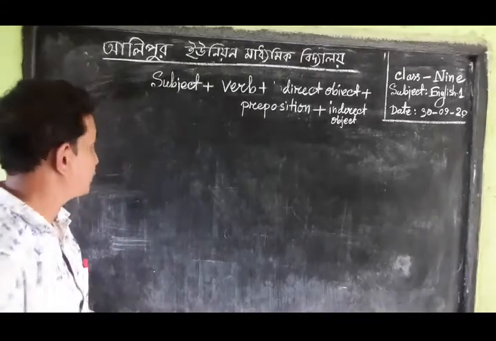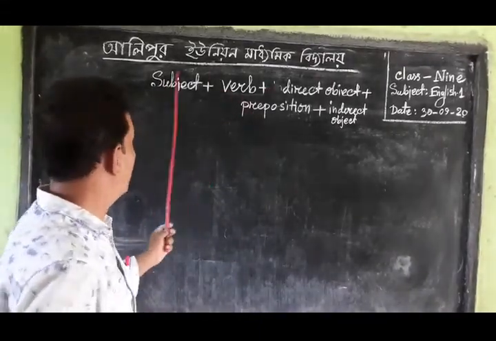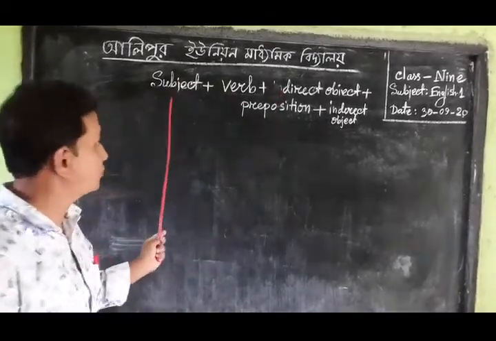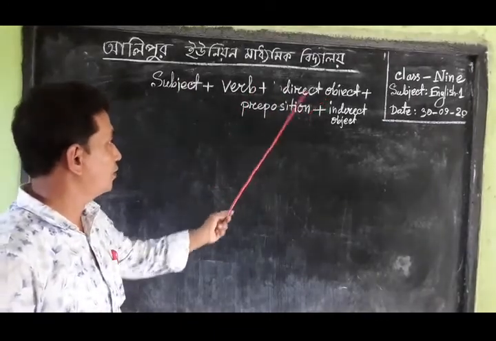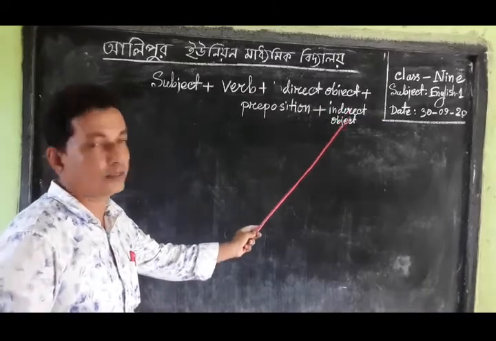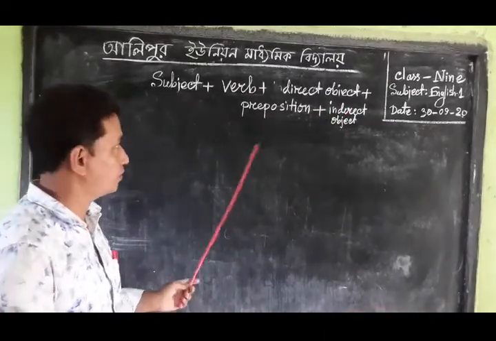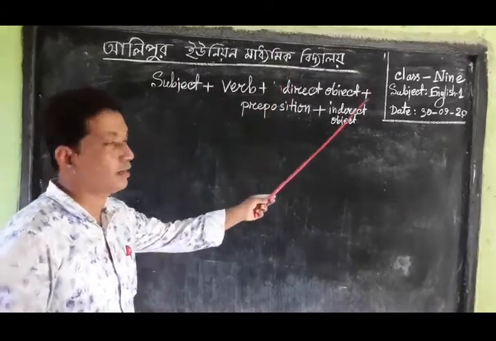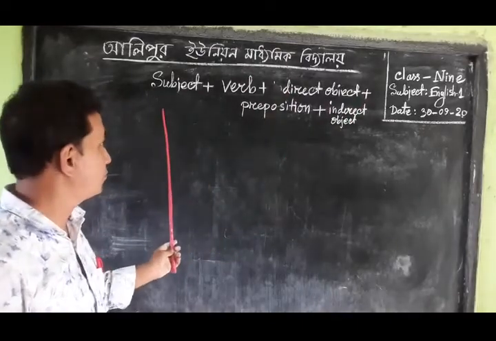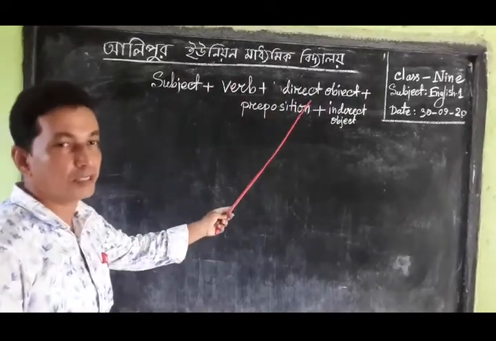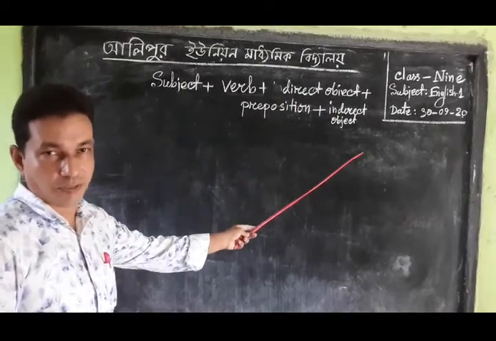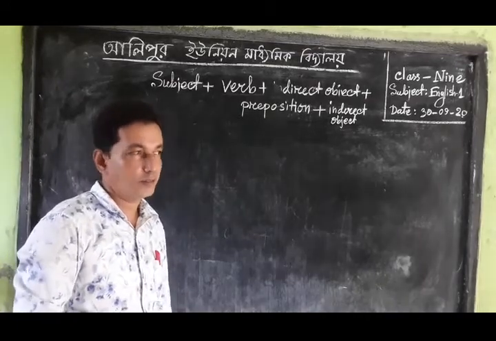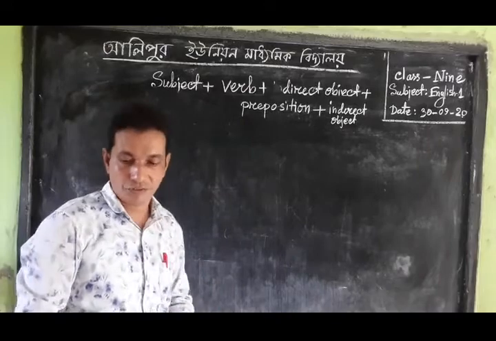Dear learners, let's have a look at the blackboard. I have written another type of structure, such as subject, verb, direct object, preposition, indirect object. In our previous structure, I showed you subject, verb, indirect object plus direct object. But here I have written subject, verb, direct object, preposition, and then indirect object. Okay, dear learners, and now I am giving an exact example using this structure.